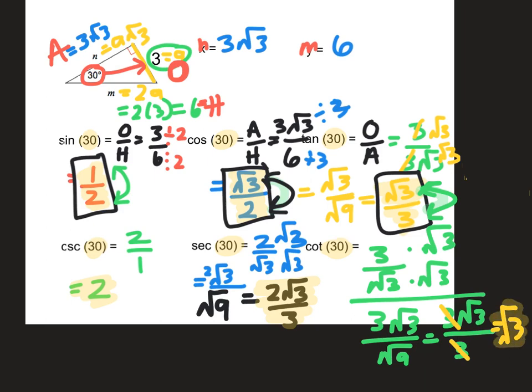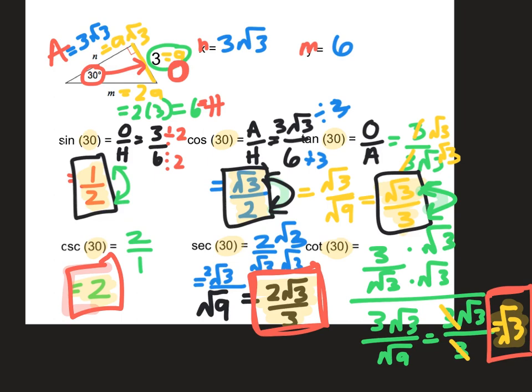Again, for cosecant of 30, 2 will always be your answer. For secant of 30, 2 root 3 divided by 3 will be your answer. And for cotangent of 30, square root of 3 will be your answer. Again, I would take a picture of this, all of the things I've outlined in red. Those will be your answers for each of the ones that they're under.